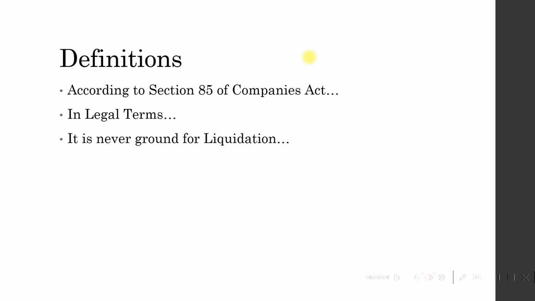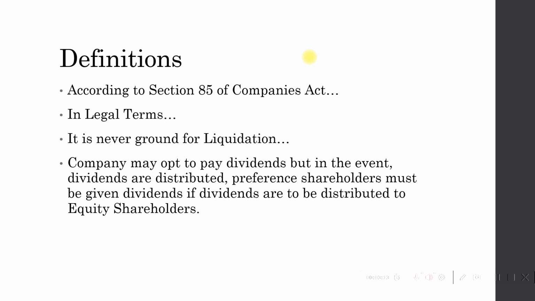In the case of receiving dividends, preference shareholders get it in priority over the equity shareholders. The company may opt to pay dividends, but in the event dividends are distributed, preference shareholders must be given dividends if dividends are to be distributed to equity shareholders. There is no scenario where dividends are only distributed to equity shareholders. If dividends are to be given to equity shareholders, preference shareholders must be given dividends. That is how it is as per the Companies Act. So this covers the definitions of preference share capital.